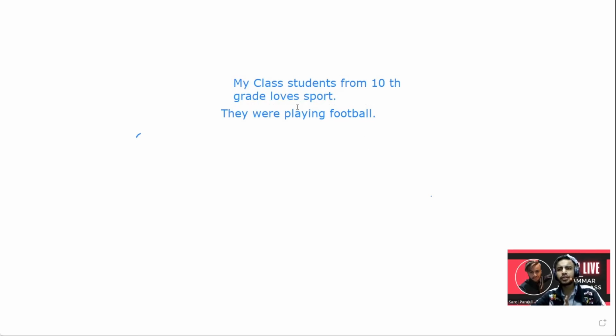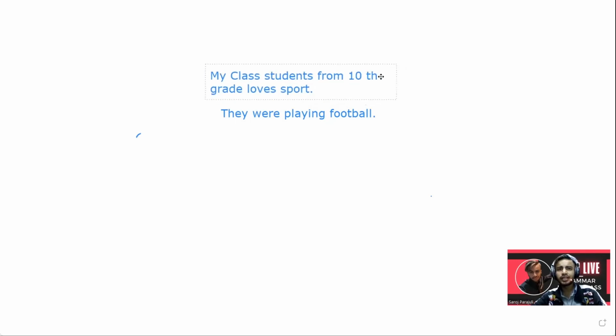After, if we have these two sentences in a certain passage, then what happens? This they refers to the class students from 10th grade who love sports. And that's why this beginning sentence is an independent sentence, because it does not depend on any other sentence. But if you have a look at the following sentence, then what happens? They is indicated over here, and to understand the full meaning of this passage, we need to identify who the they is over here.